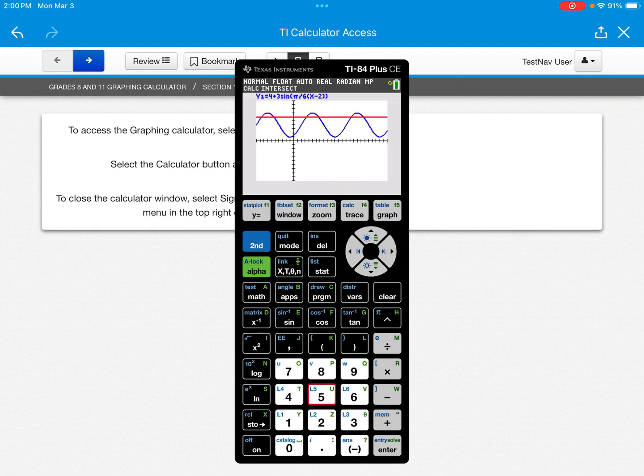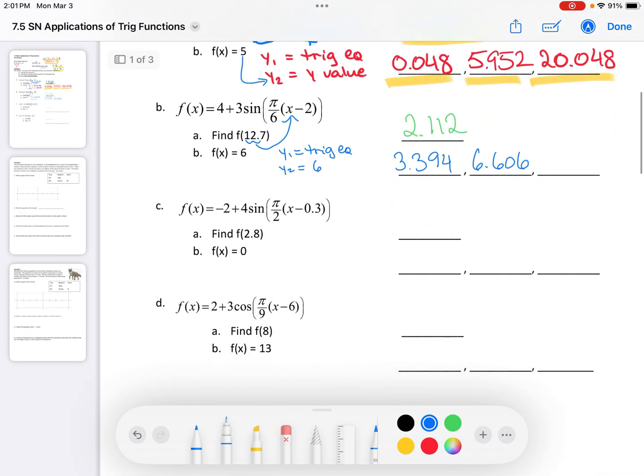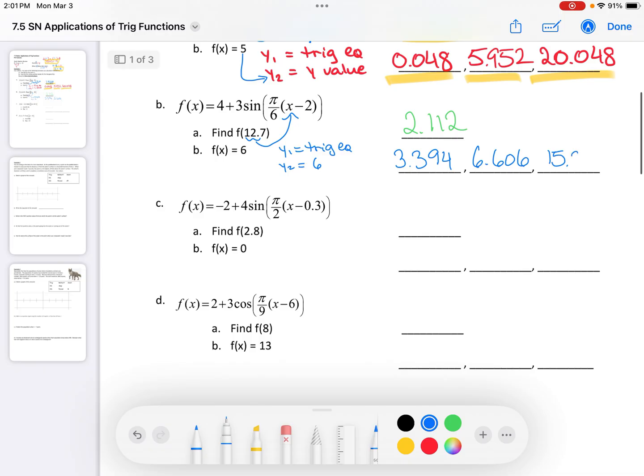Second trace, 5 for intersect, enter, enter, scroll to the guess, hit enter. The word intersection must be on the screen. 15.394. Okay. And there is your function value, and there are the 3 x values where the function value is 6.